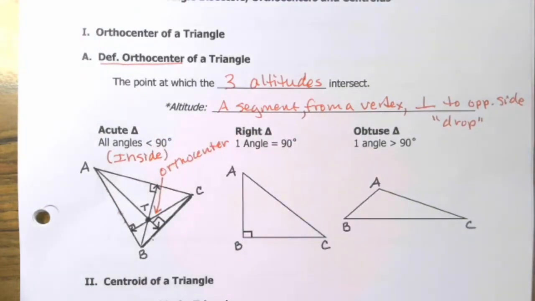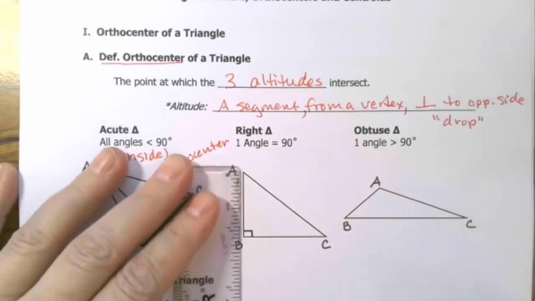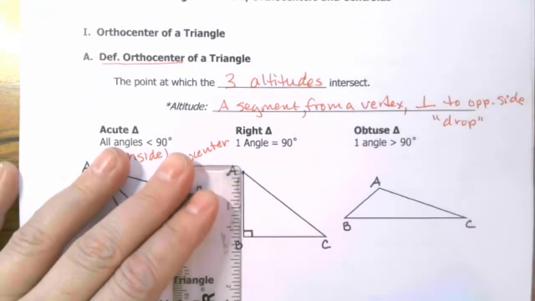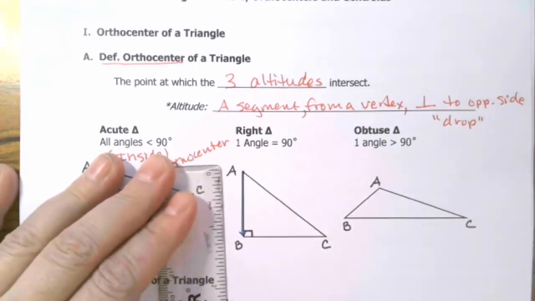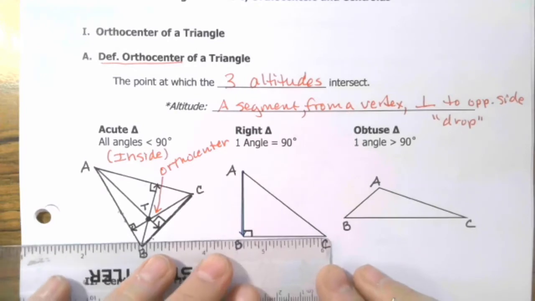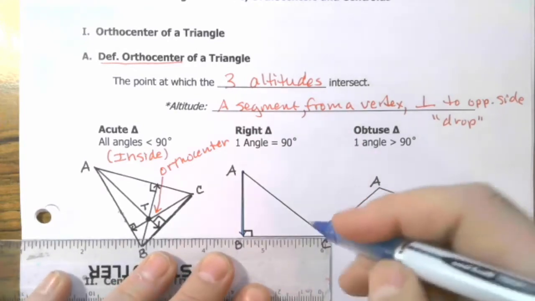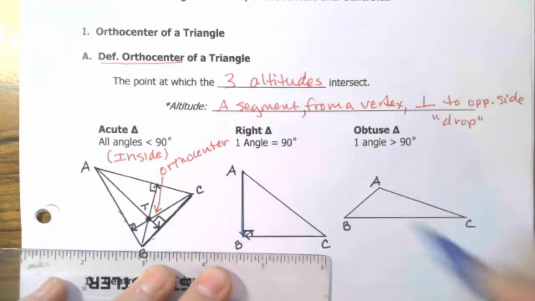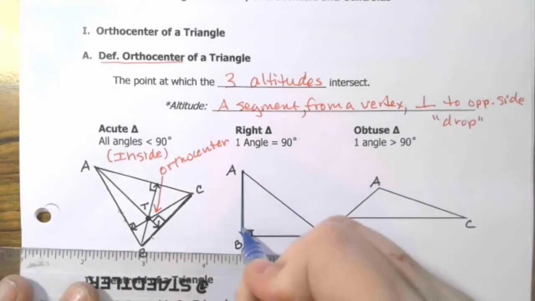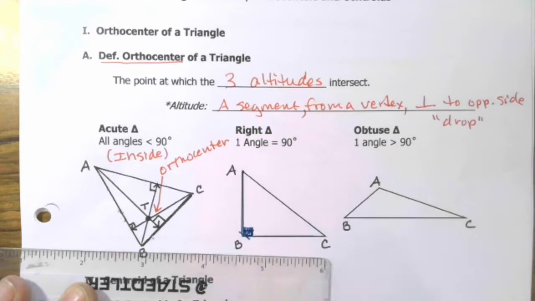Now, on a right triangle, let's draw our altitudes. If you start at A and go perpendicular, it slides down the side of the triangle. That's perpendicular. C does the same thing. If you drop an altitude from C straight to the other side, it slides down the side of the triangle, right there. And they meet up in a 90-degree angle.